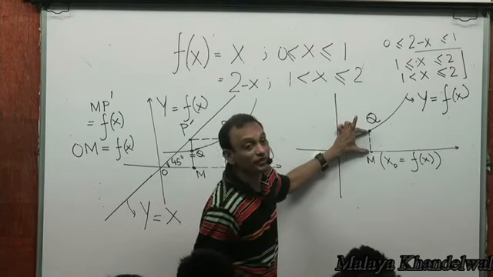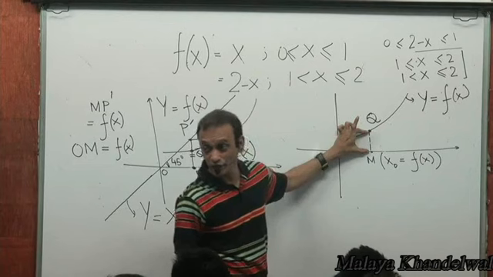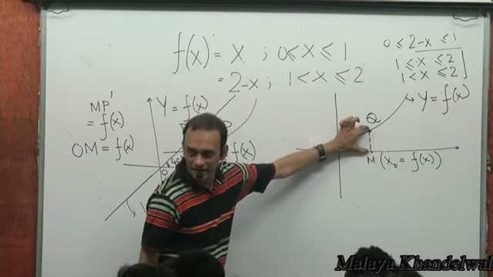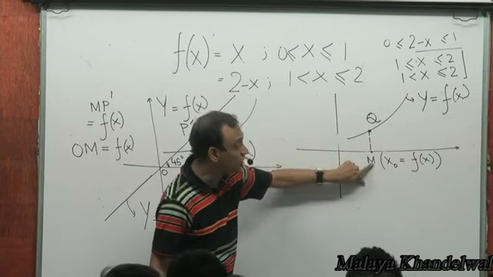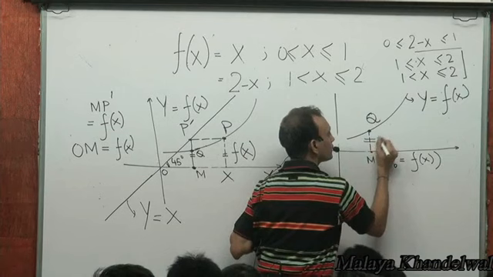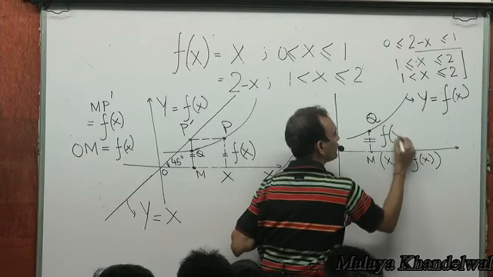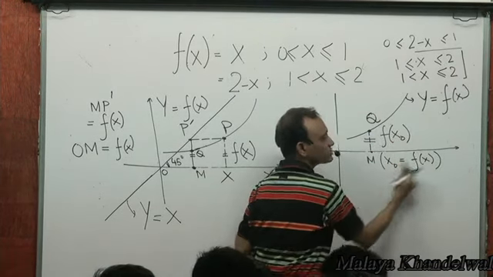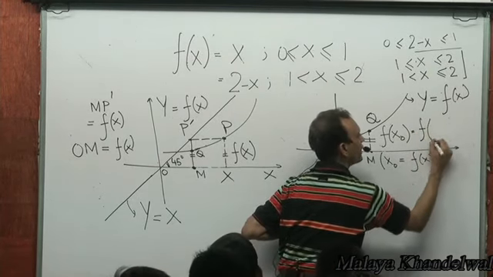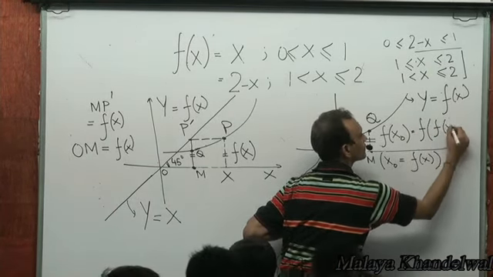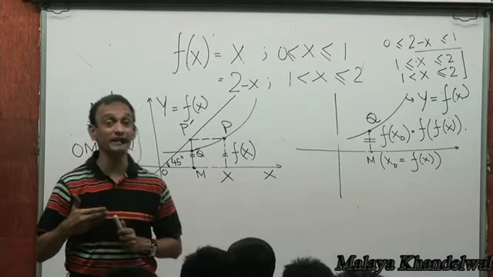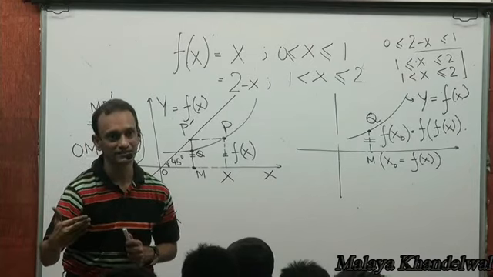This length would be f of x naught, yes or no? For a given x, this will be f of x, right? So if this is x naught, this will be f of x naught. But x naught is f(x), so this is going to be f of f(x). That's how you can geometrically locate f of f(x).